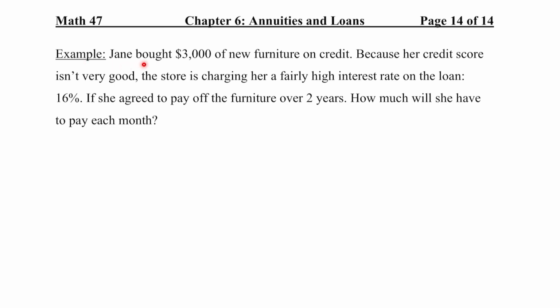Example: Jane bought $3,000 of new furniture on credit. Because her credit score isn't very good, the store is charging her a fairly high interest rate on her loan, 16%. If she agreed to pay off the furniture over 2 years, how much will she have to pay each month? This is about the loan and about making payment each month, so I am going to use the loan formula.